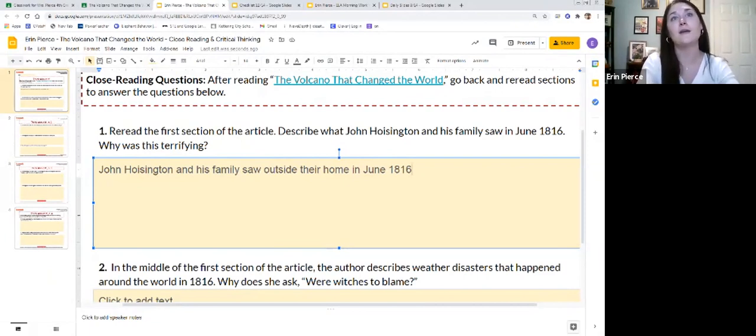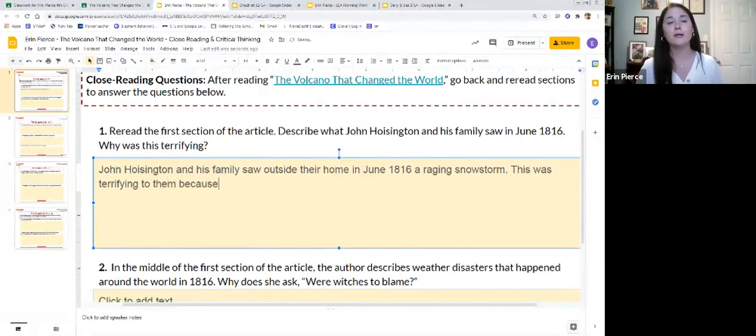So John Hossington and his family saw outside their home in June 1816 a raging snowstorm, period. This was terrifying to them because, why would it be terrifying to them? What do you think? Why is it terrifying to them? They're talking about everything being coated in snow, all of their farm crops they just planted, and the fact that it's June. What do you think, Olive?